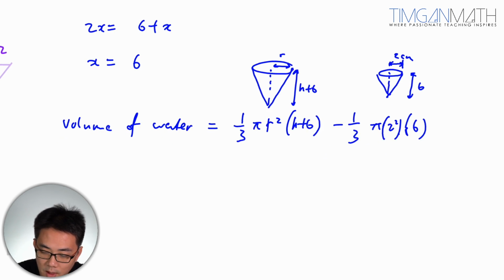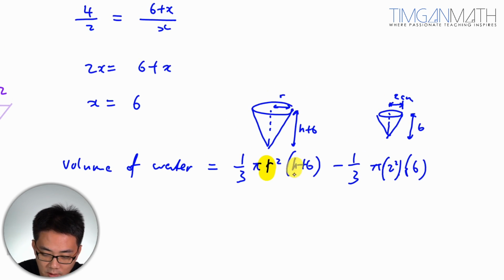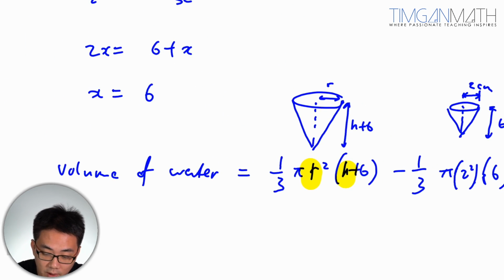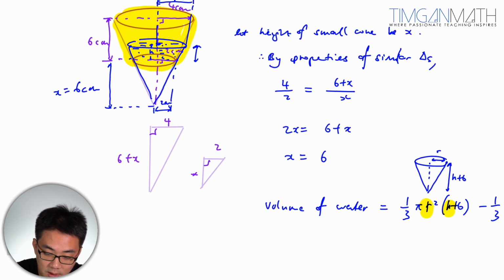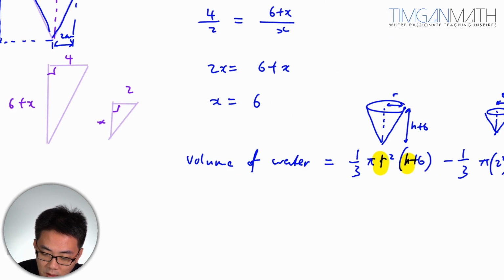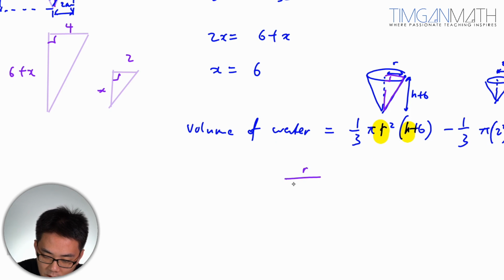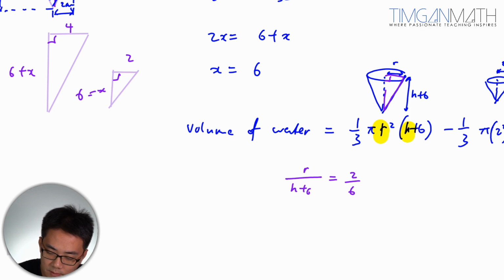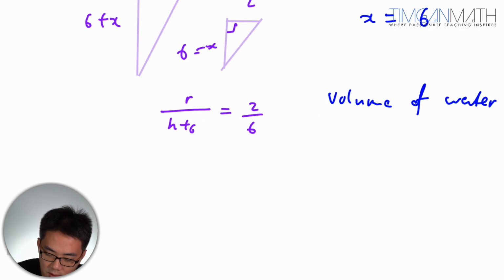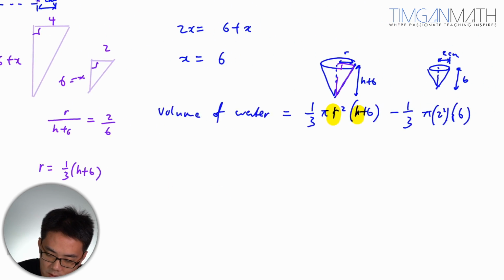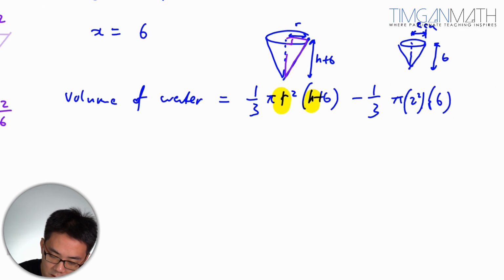So once this is done, now you realize that you have two variables here, r and h. So that's pretty much your nemesis. You have to be able to find out the relationship between r and h plus 6. Same thing, use a similar triangle. You realize that this similar triangle here is the same. So r over h plus 6 is equals to 2 over 6. So this is 6, right? So you just put this as 2 over 6. So r is equals to 1/3 of h plus 6. Great.